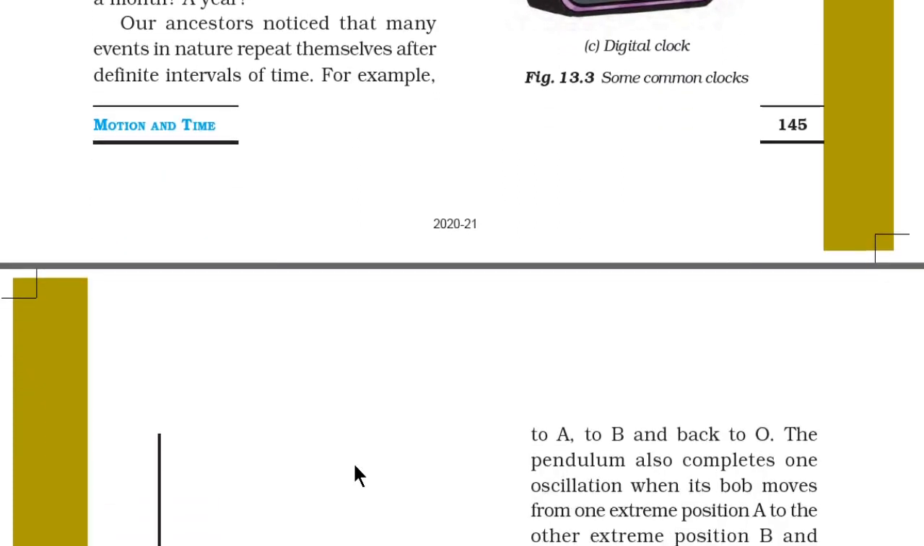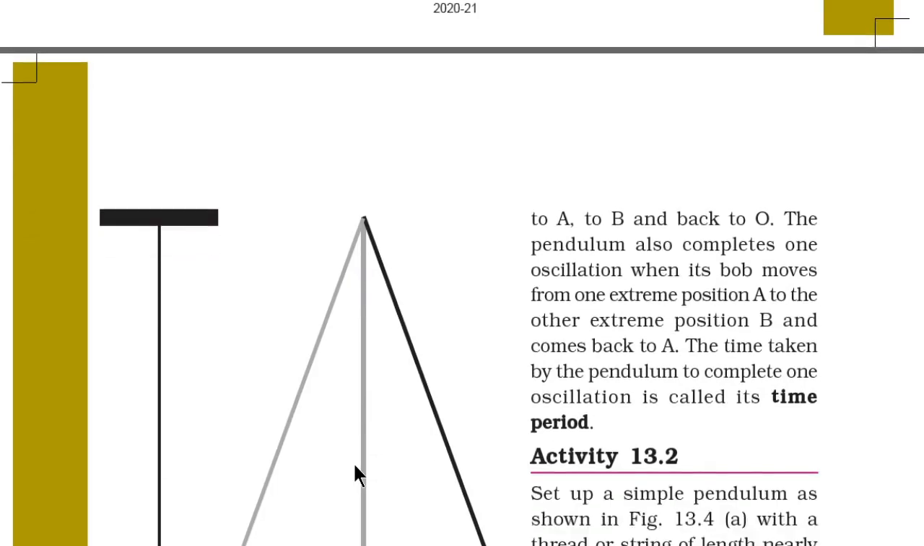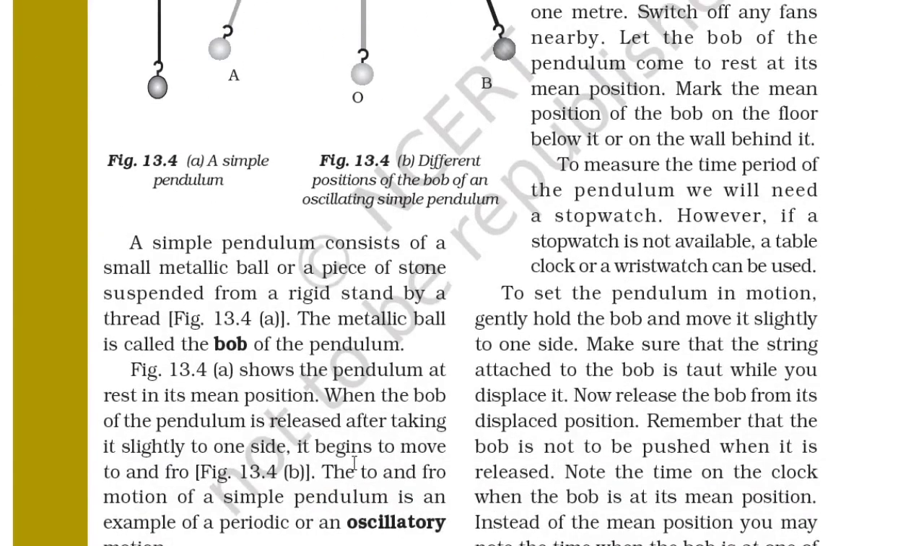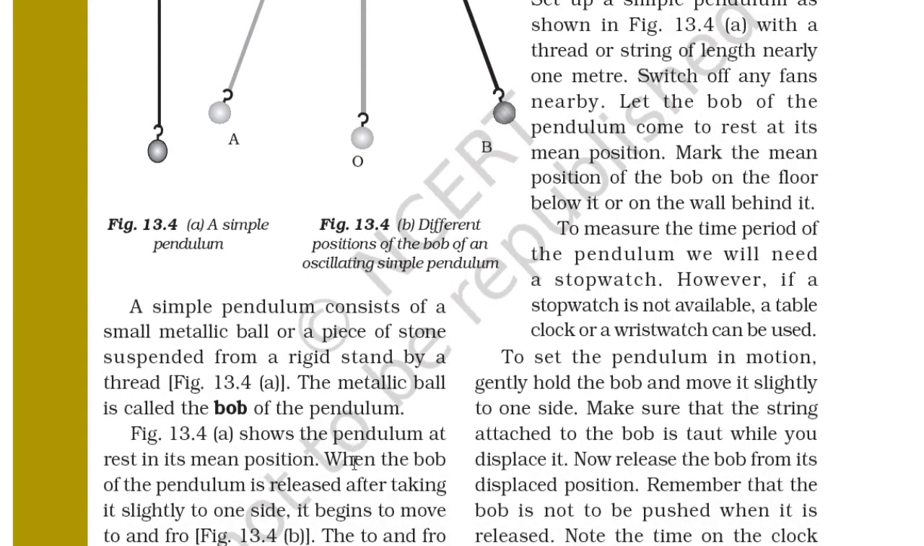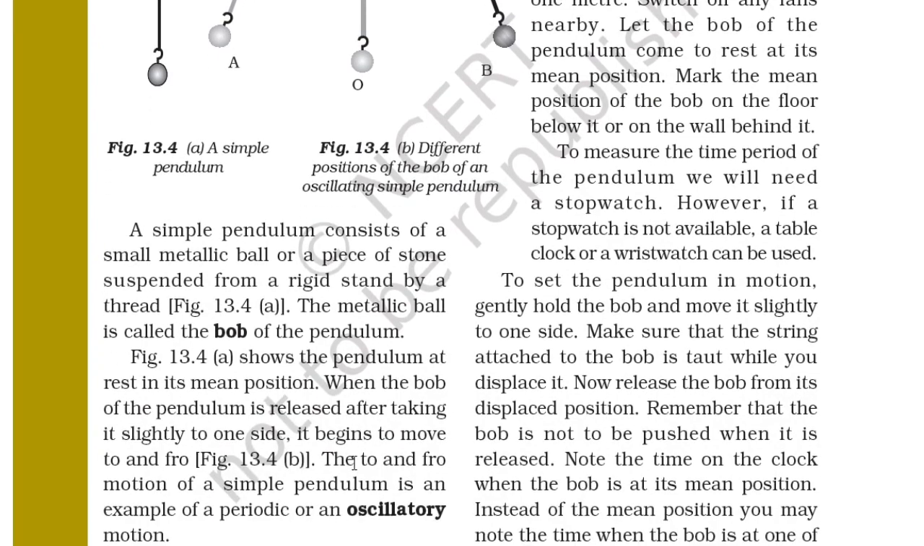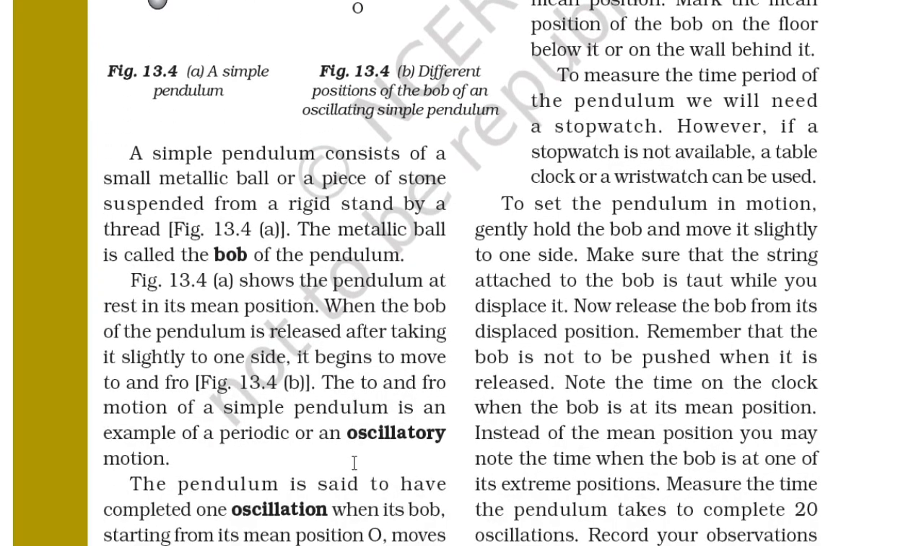So here is a diagram of the pendulum. You can see a simple pendulum, and B is a different position of the bob of an oscillating simple pendulum. A simple pendulum consists of a small metallic ball or a piece of stone suspended from a rigid stand by a thread. The metallic ball is called the bob of the pendulum. Figure 13.4a shows the pendulum at rest, that is, in its mean position.